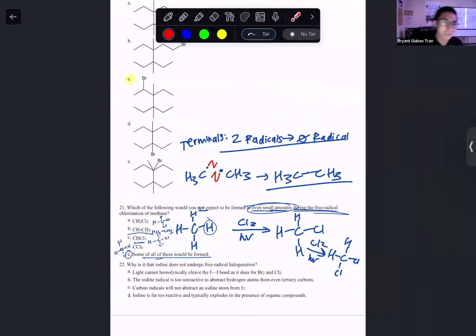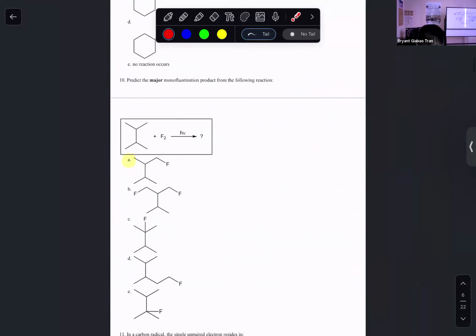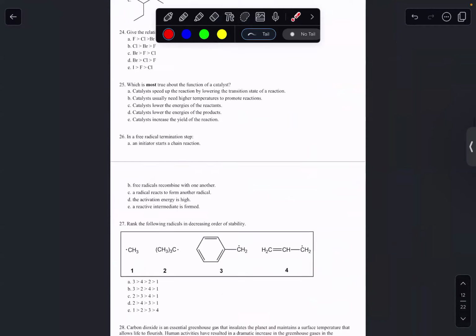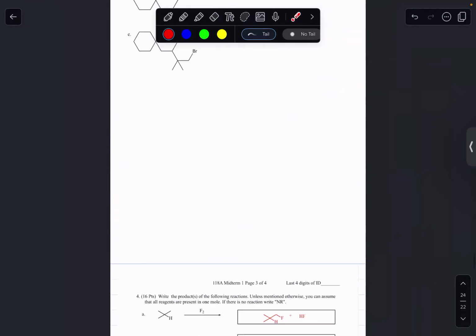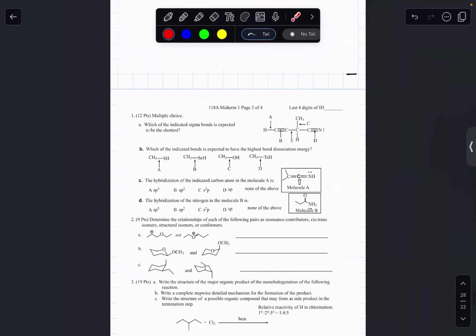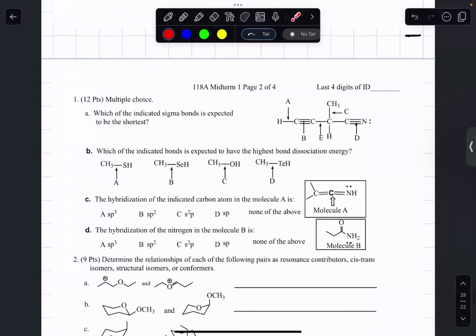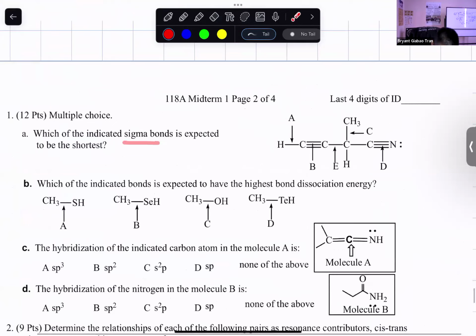Let's go over the multiple choice questions here. Which of the indicated sigma bonds is expected to be the shortest?